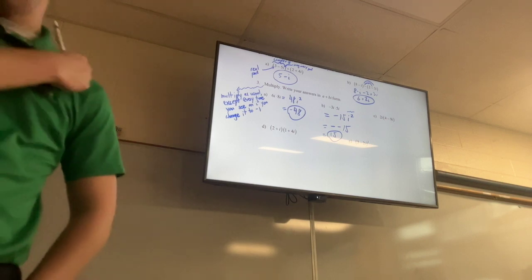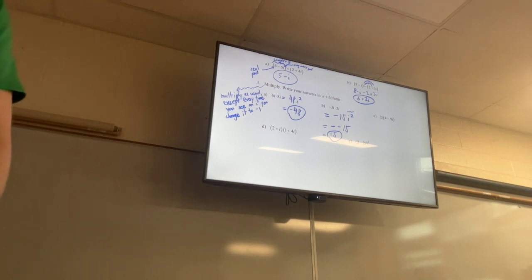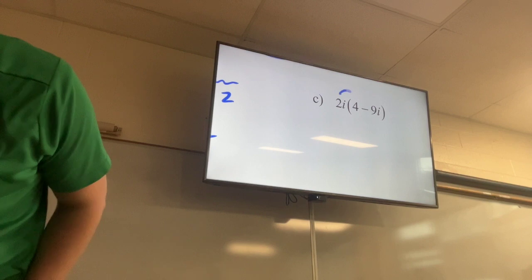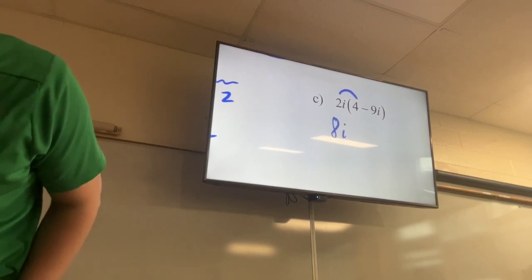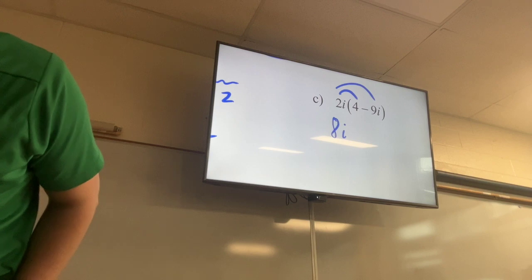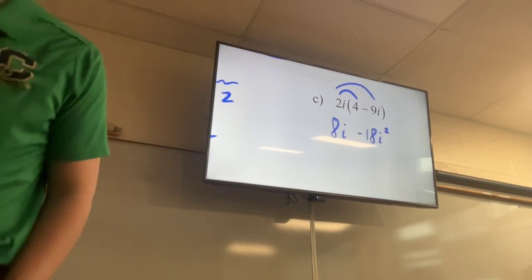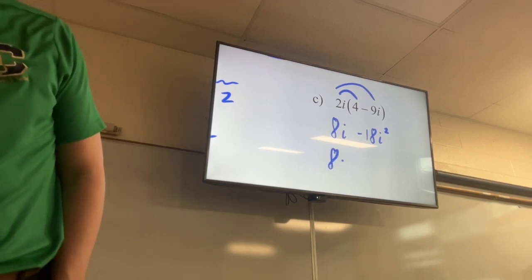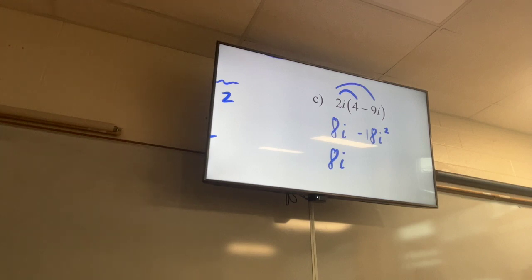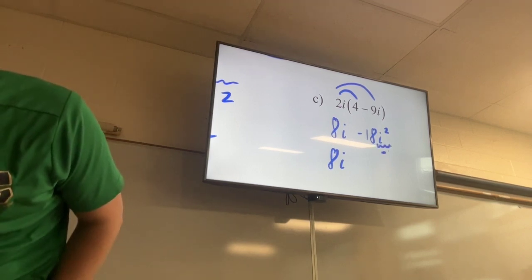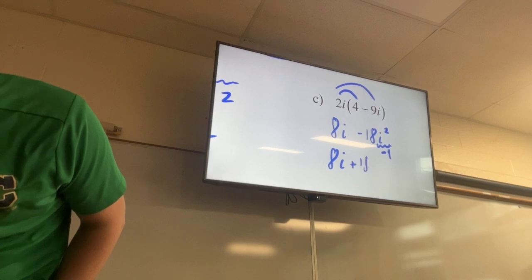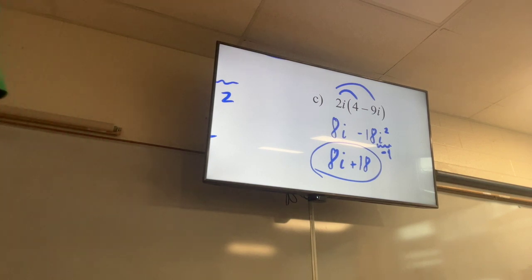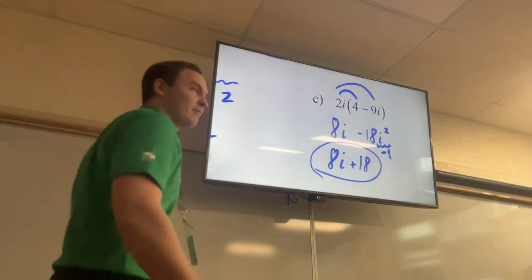All right. And then, like I was saying before, for part C, we would just distribute that 2i like we would with a regular variable. So 2i times 4 is 8i. 2i times minus 9i is minus 18i squared. Okay. So that 8i stays the same, but that minus 18i squared, if we change this i squared to a negative 1, this becomes plus 18. Right? The real part is 18. The imaginary part is 8i. Okay?